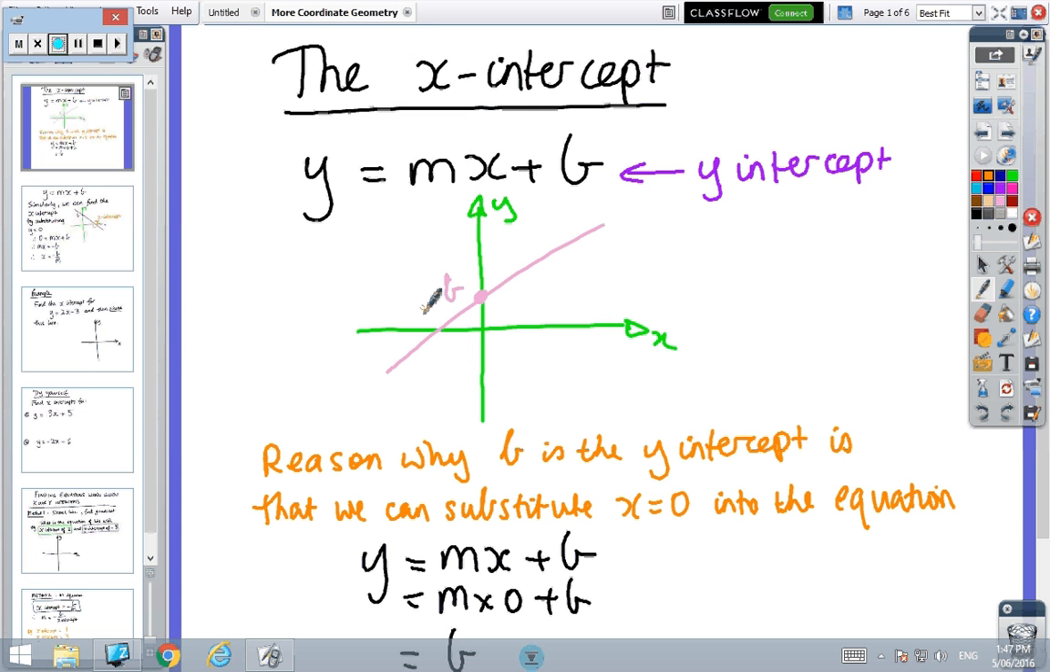Okay, so we've just got a couple more videos to go now to finish off the topic, and what I want to talk about in this video is the x-intercept. We've talked about gradient and y-intercept heaps of times, but now I want to talk about the x-intercept.